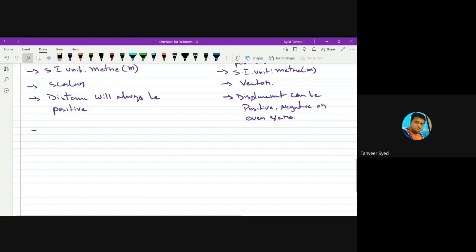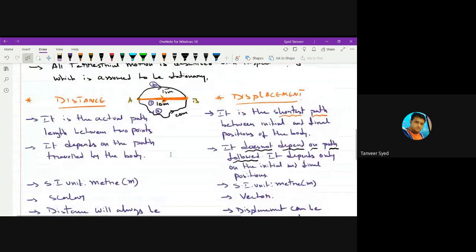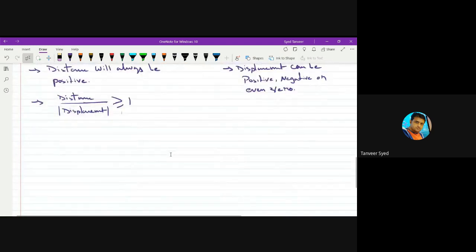Then another point is the ratio of distance to displacement. Modulus of displacement will always be greater than or equal to 1. Ratio of distance to displacement will always be greater than or equal to 1. Displacement can never be greater than distance. Let us try to understand this with an example.